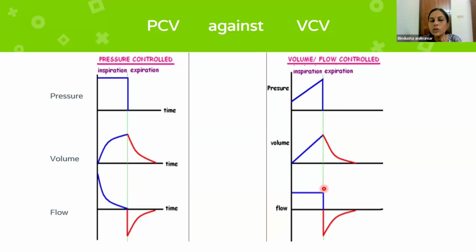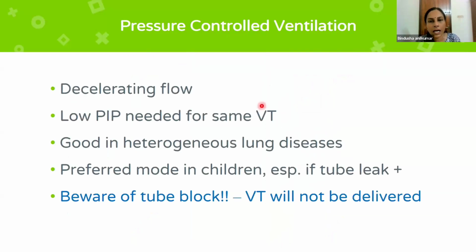Just by seeing the scalars, you'll be able to know whether the ventilator is giving a pressure control ventilation or a volume control ventilation. So this is the same thing that I have explained. In the pressure control ventilation, we are giving a decelerating flow pattern, and low PIP is needed to maintain the same tidal volume. This is the usual preferred mode in children, especially for children less than 8 kg. PCV is the preferred mode, especially if there is tube leaks.